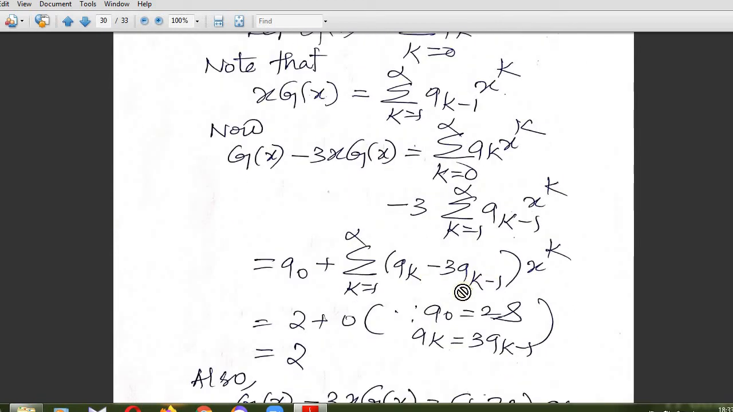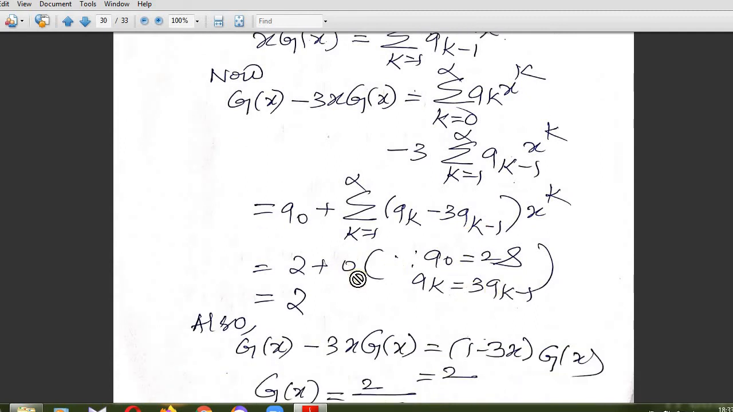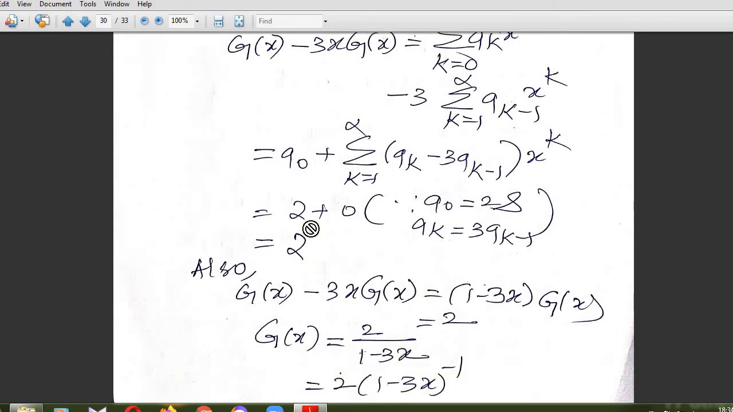Therefore a_k minus 3 a_{k-1} becomes 0. So that is 0 here, because we can bring this to this side. As a result you will get a_k minus 3 a_{k-1} equals 0. So this term is 0, and you will get 2. So g(x) minus 3x times g(x) equals 2. That's what we get here.